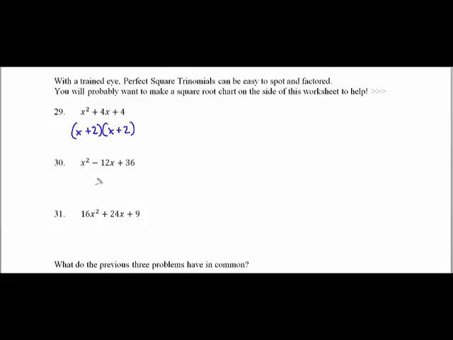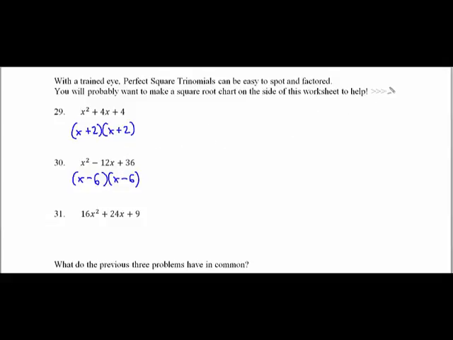Let me look at the next one here. So I'm going to go, let's see, what two numbers multiply to make 36 and add to make negative 12? Oh, well, that would be 6 and 6 if both of them were negative. So here's x minus 6 and x minus 6. Well, hey, this is kind of interesting. You'll note that both of these binomials were exactly the same. I wonder why that is.